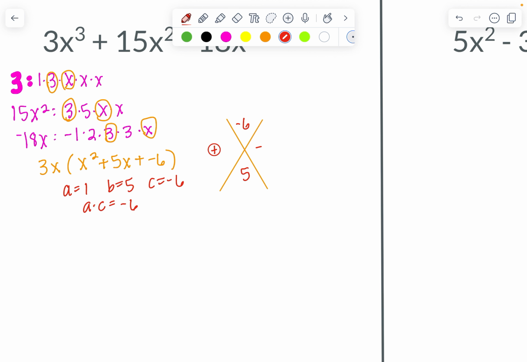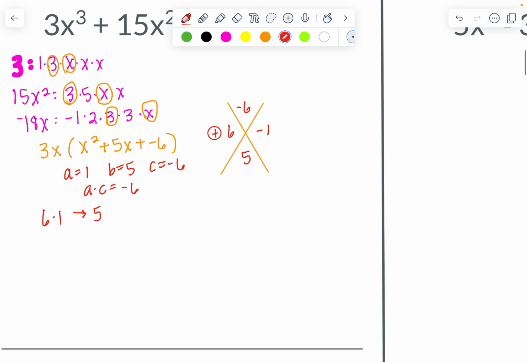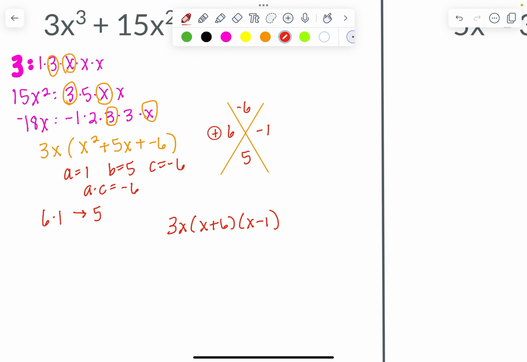Remember now I want to ignore the signs, find two numbers that multiply to 6 and subtract to 5. So we have 6 and 1, which subtracts to give us 5. Here I meant to say this bigger number is negative, not the bigger number is positive. Nope, that was right. Bigger number positive. So positive 6 and negative 1 multiplies to give us negative 6, adds to give us 5. So my final answer then, we still have the 3x on the outside, and then x plus 6, x minus 1.